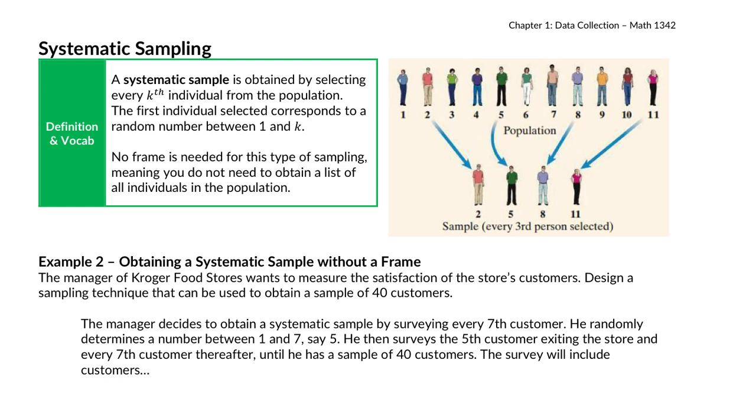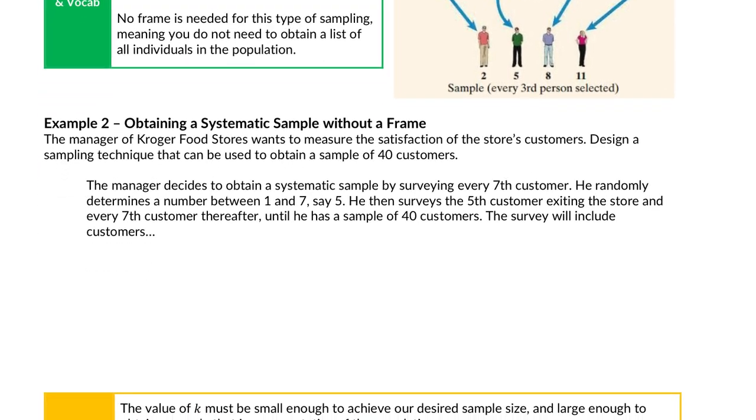Now we have systematic sampling. Systematic samples are obtained by selecting every kth individual from the population. The first individual selected corresponds to a random number between 1 and k. No frame is needed for this type of sampling, meaning you do not need to obtain a list of all individuals in the population. So this is a very big advantage here, because we don't have to know every single customer that comes to a store to be able to pull a random sample. We can use systematic sampling to get a better look at what's happening.